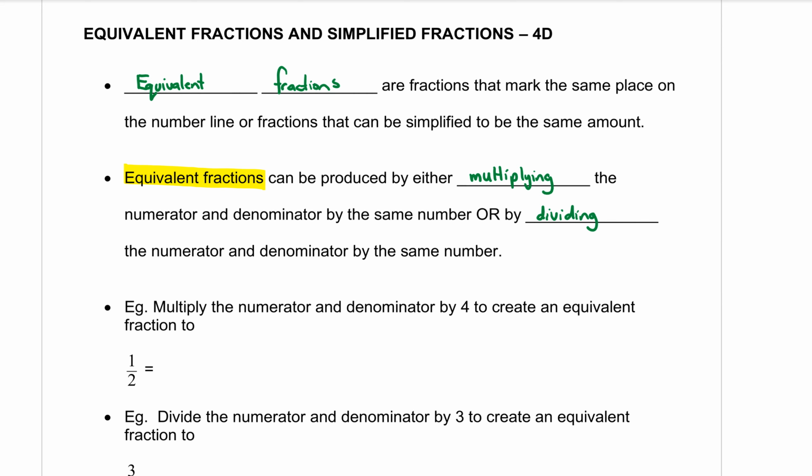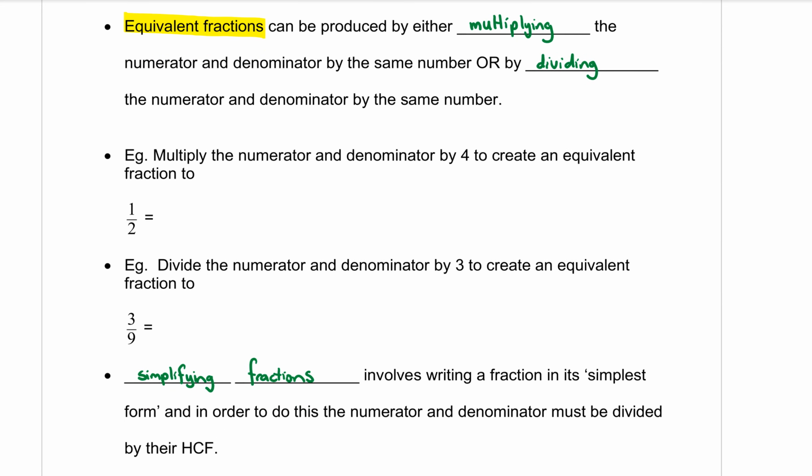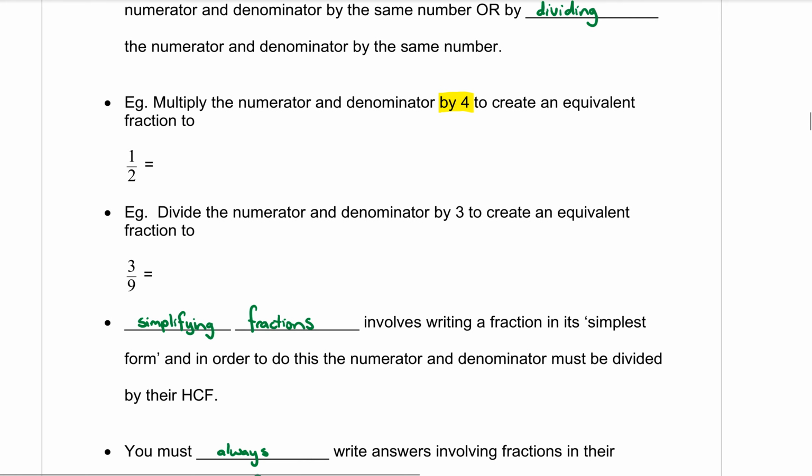So here is an example. It asks to multiply the numerator and the denominator by 4 to create an equivalent fraction. So I'm going to multiply the numerator by 4 and I'm going to multiply the denominator by 4. 1 times 4 is 4 and 2 times 4 is 8. So 4 over 8 is an equivalent fraction to 1 over 2.